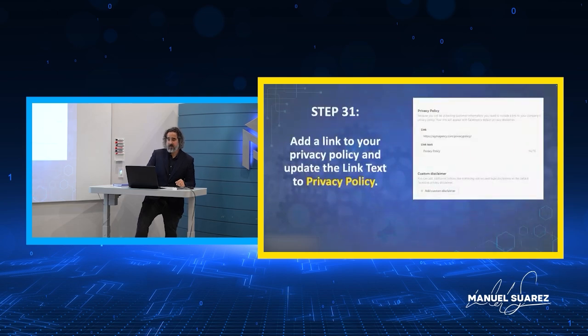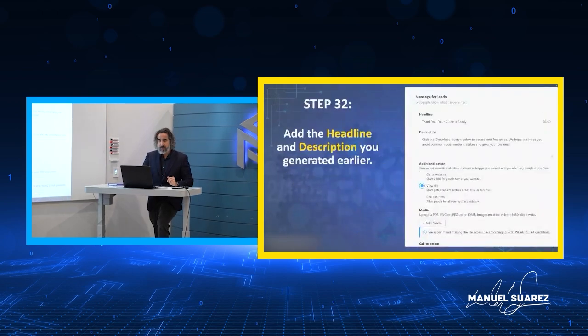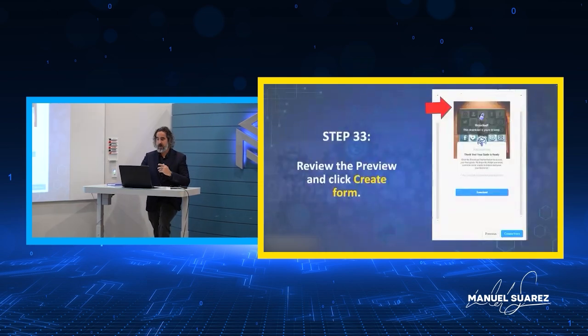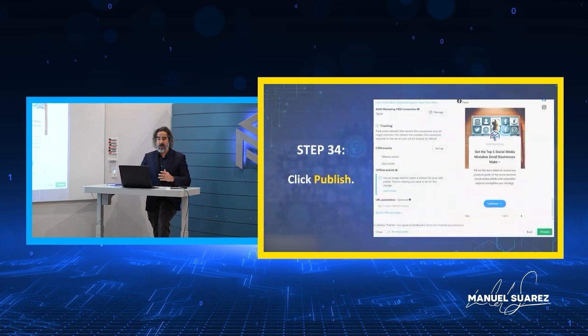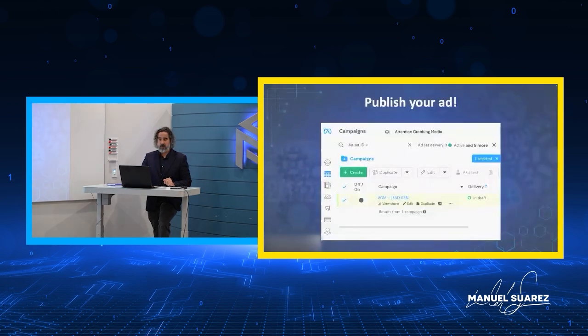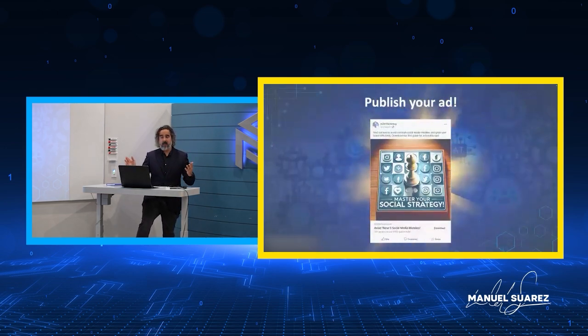Review, click on next, add the privacy policy, submit, add the headline and description you generated earlier. Here it is, right here. Review the preview and click create form. And we got a form now. Publish it. And now we have the ad that we created, which is the lead generation ad, that we're now going to toggle it on, and we have the ad.